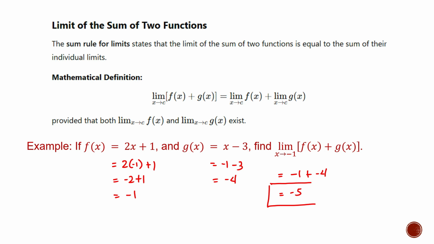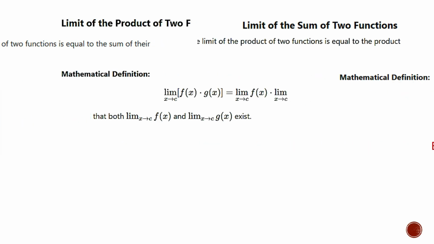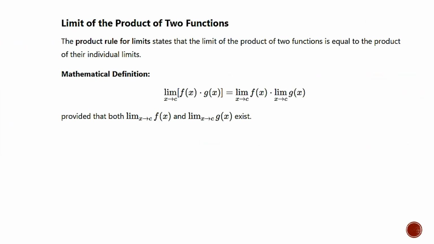There you go. One variation of this is the limit of difference of two functions. So you know how it is. The operation is subtraction. All right, let's go to the next one, which is the limit of the product of two functions. And here it states that the limit of the product of two functions is equal to the product of their individual limits, provided that the limits of those two functions exist.